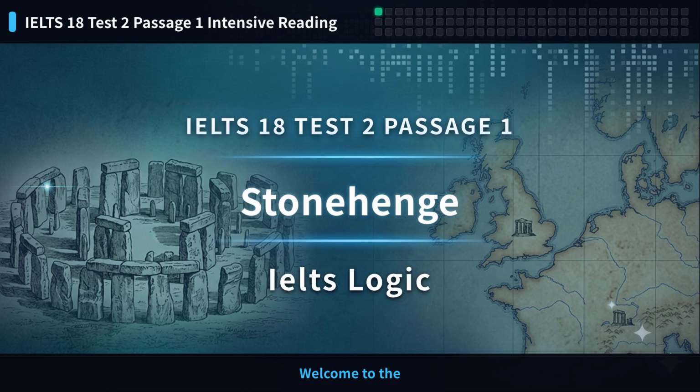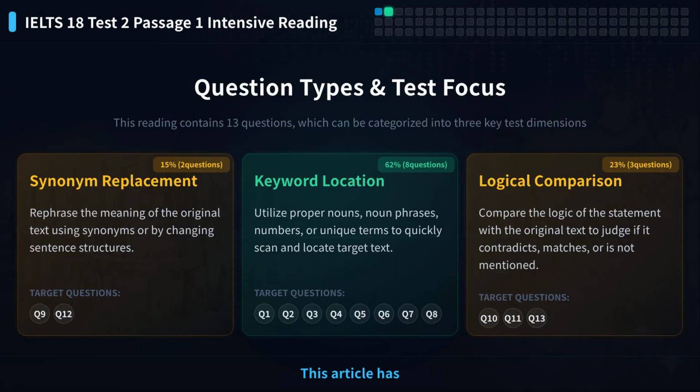Welcome to the IELTS Reading lesson. Today we will study IELTS 18 Test 2 Passage 1, Stonehenge. This article has 13 questions. The first 8 are note completion questions. The last 5 are true or false questions.